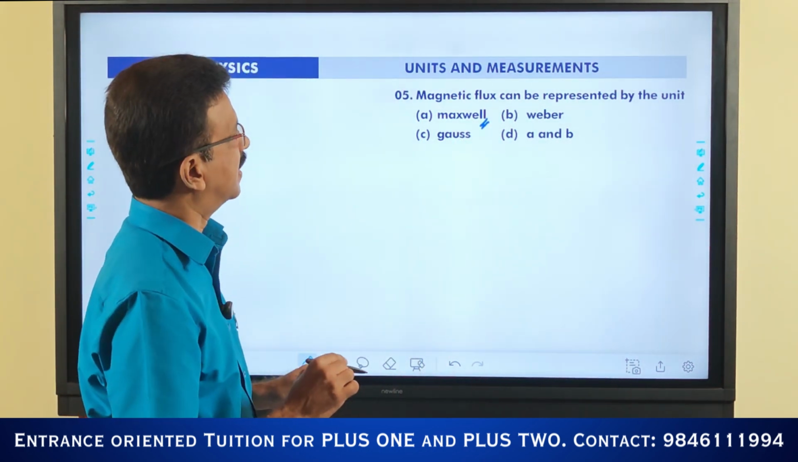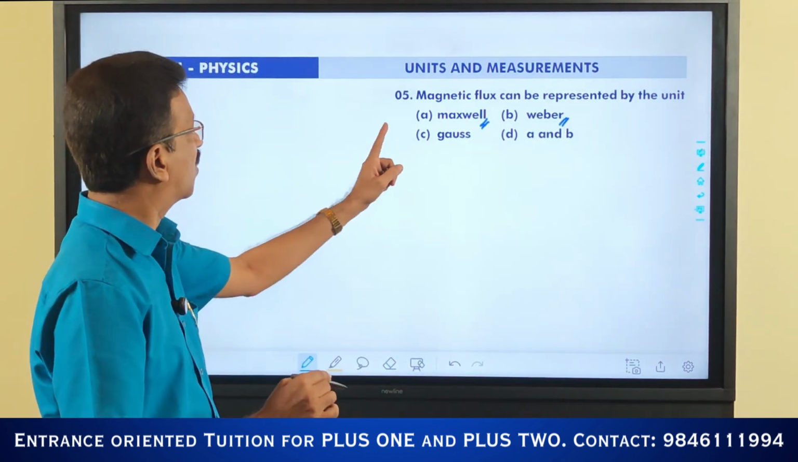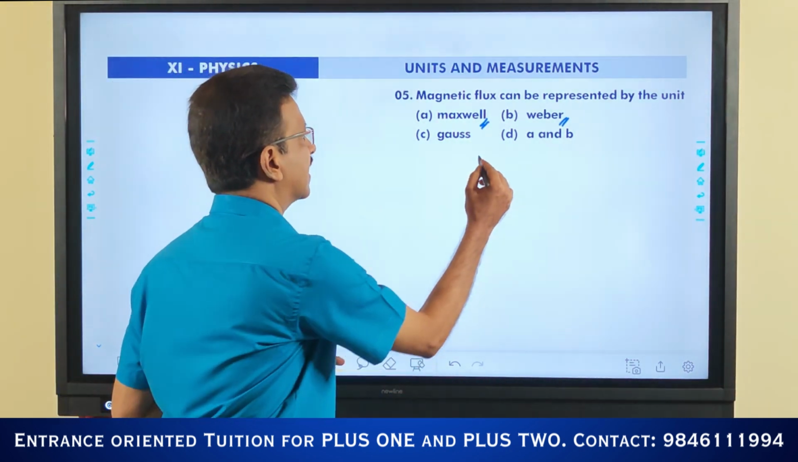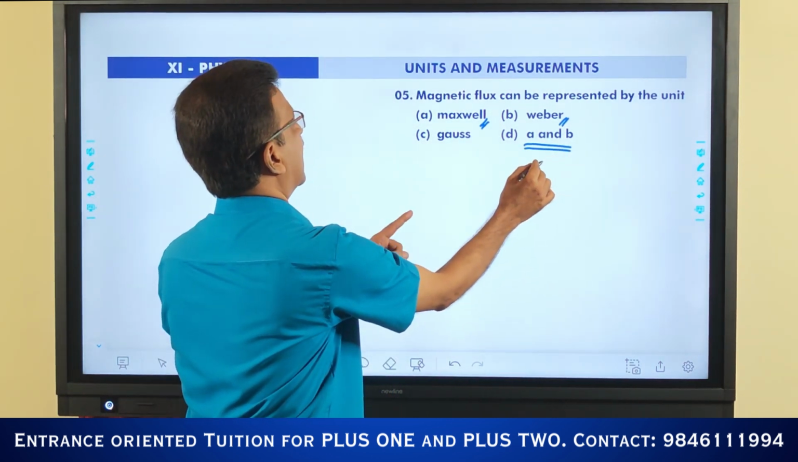Magnetic flux can be represented in Maxwell. Similarly, the SI unit is Weber. Then, Gauss is for magnetic flux density. Therefore, here the correct answer is A and B, the D choice. D choice is the correct answer.